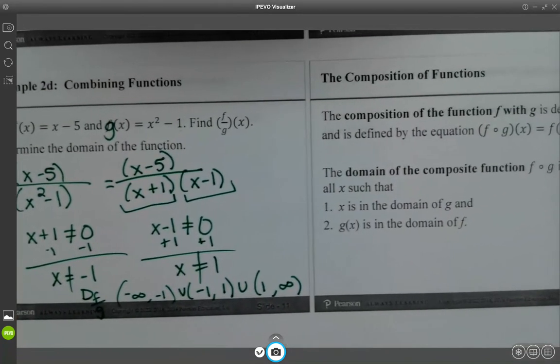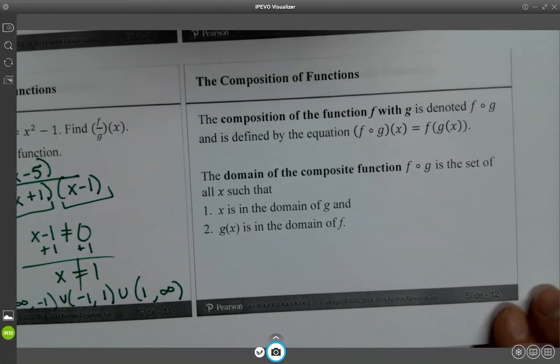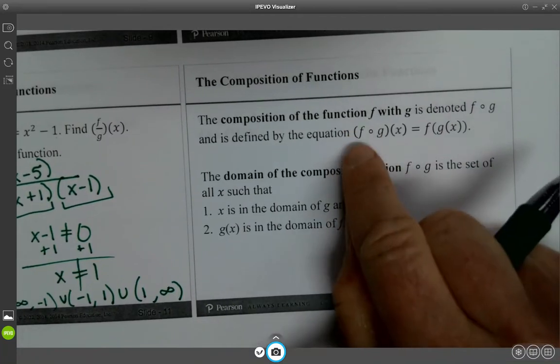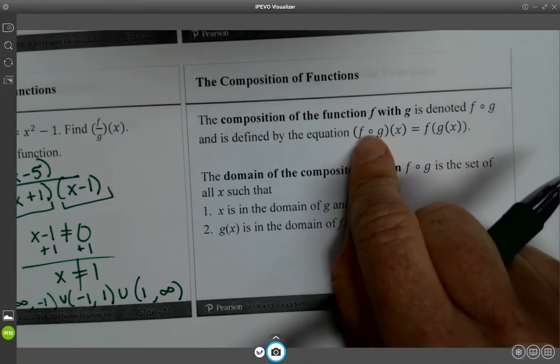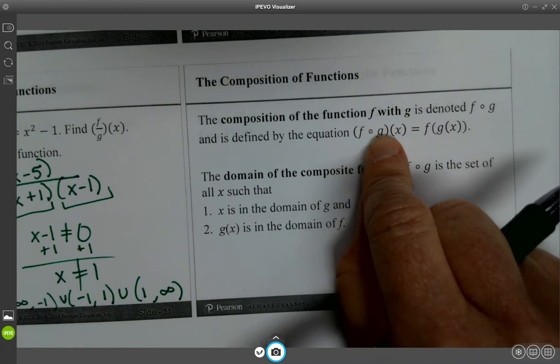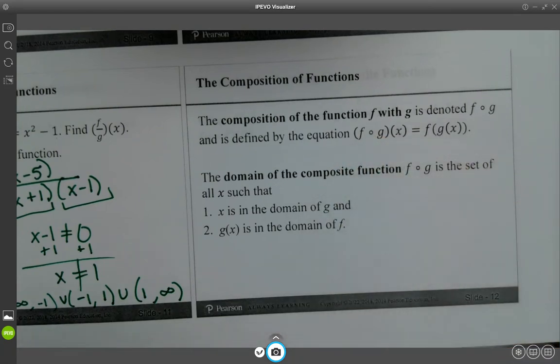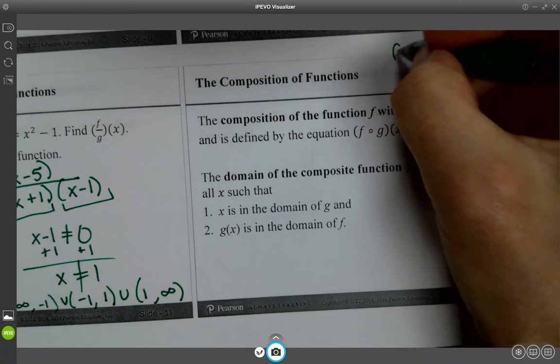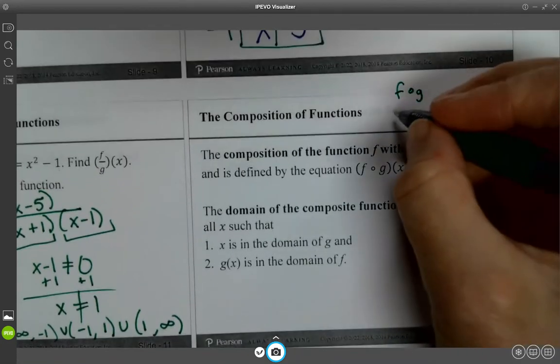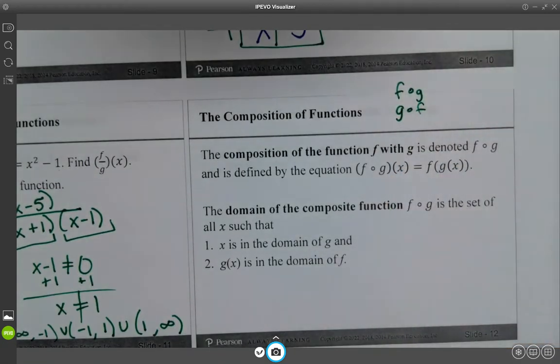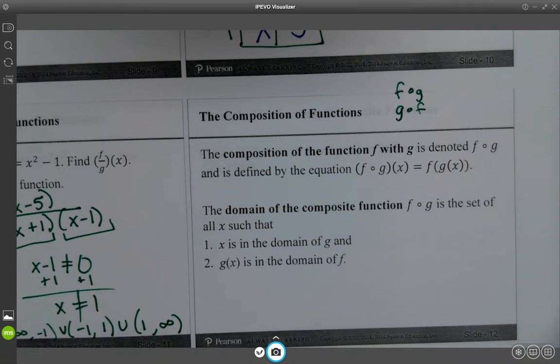The next topic is the composition. Sometimes you see it as f, it looks like an O, g. So f of g and g of f is how you're going to see this. This is composite functions. You're learning this in algebra 2. So what you're doing is you're inputting a function in for x instead of a value.